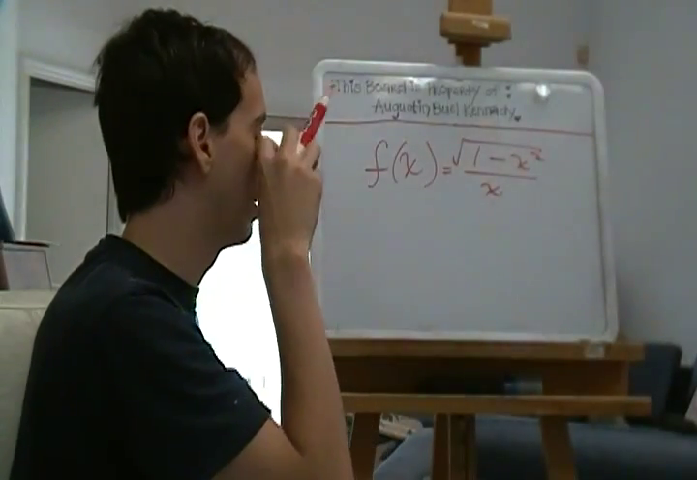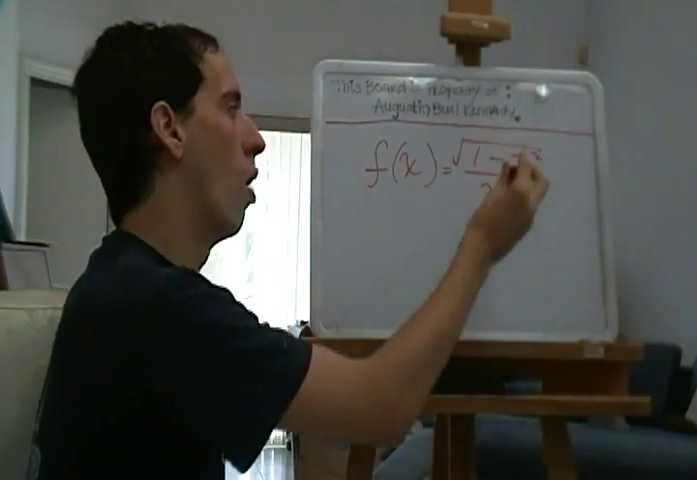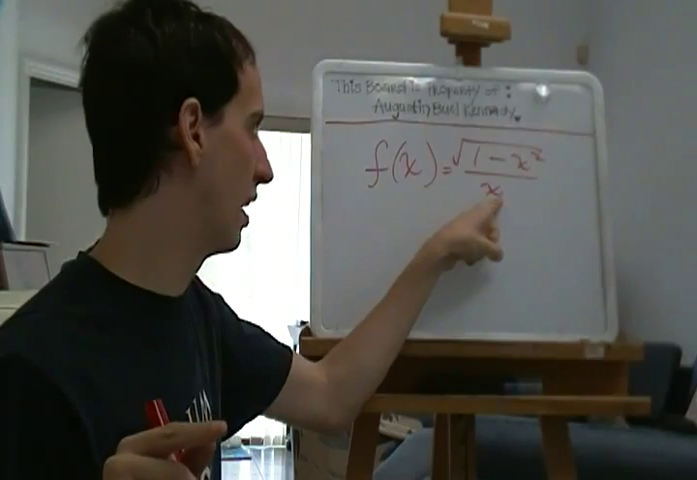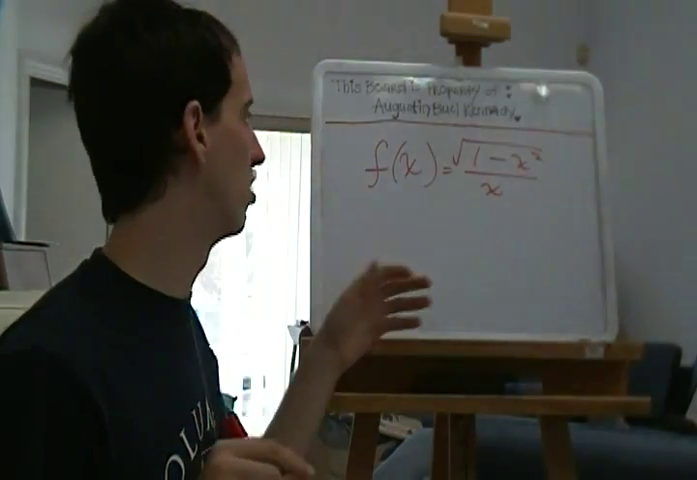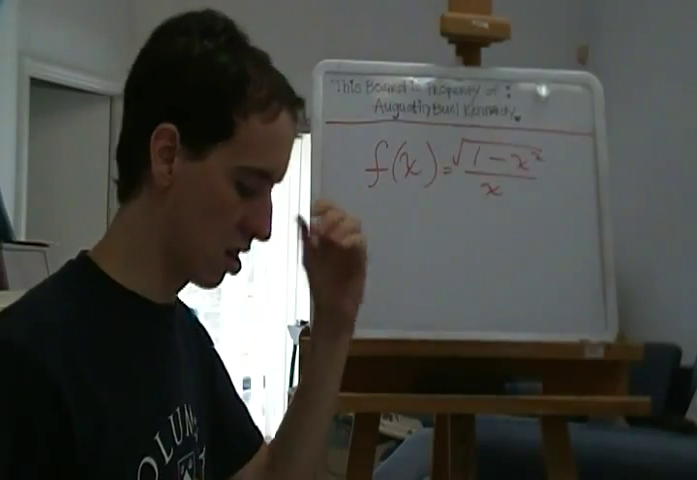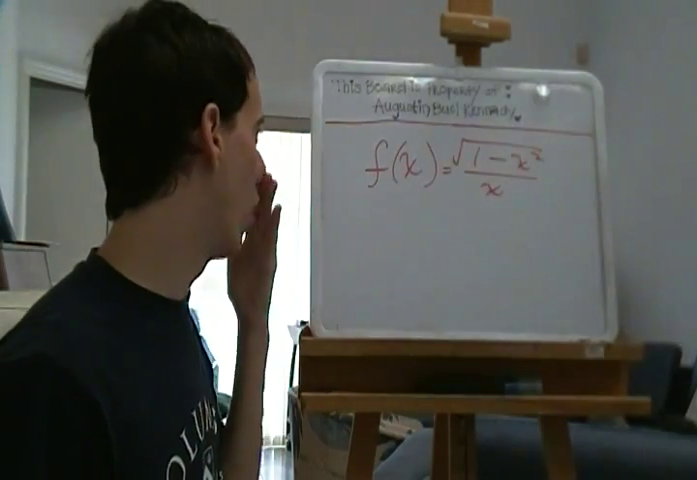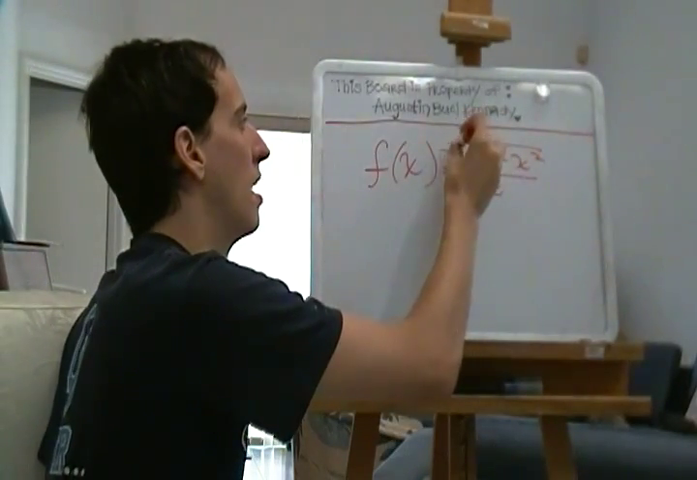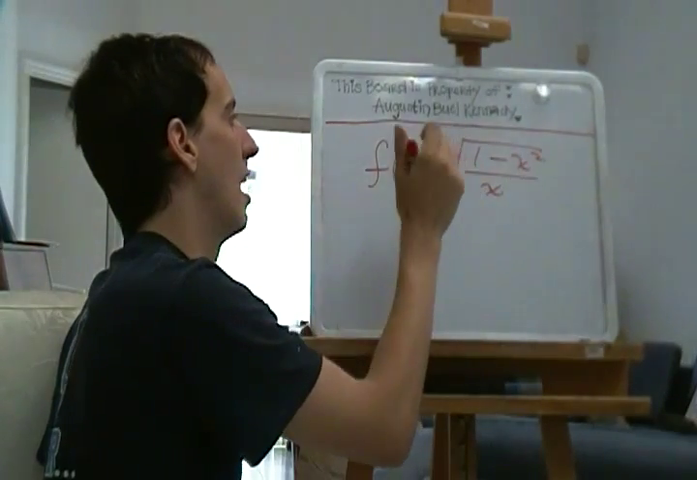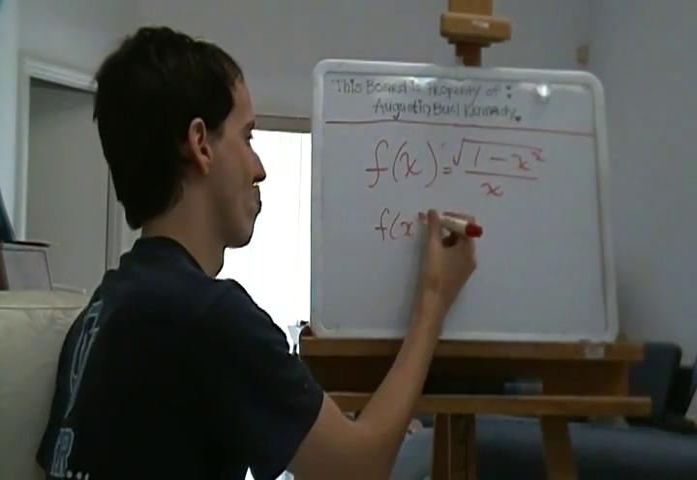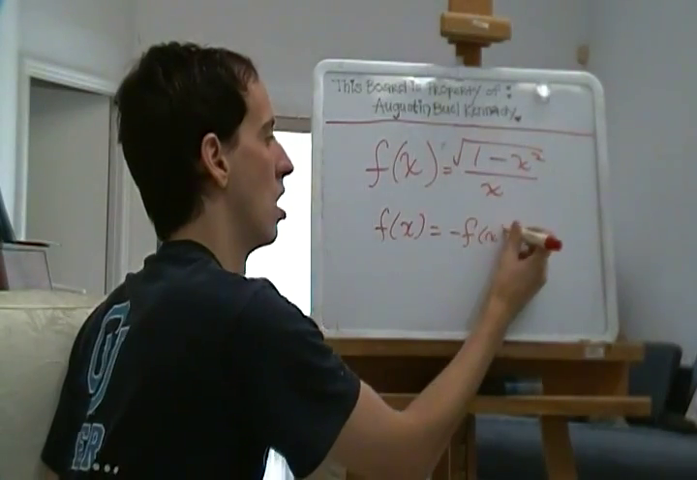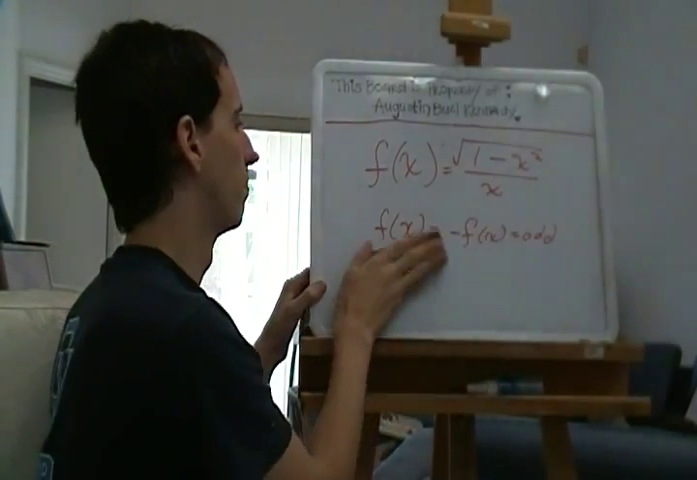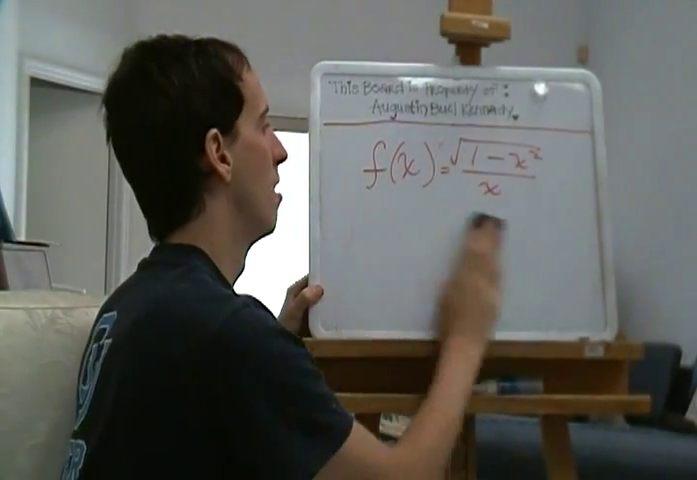The intercepts: we can plug in 0, and we don't get anything, so no y-intercept. We can set y to 0 and find that the x-intercepts are at 1 and -1. So it's going to touch the x-axis at 1 and -1, but it's not going to touch the y-axis, because that's undefined. As far as whether it's even or odd, we can plug in f of -x, and we're going to get this whole function, but negative. That means that f of -x equals negative f of x, which means it's odd. So the function is odd.